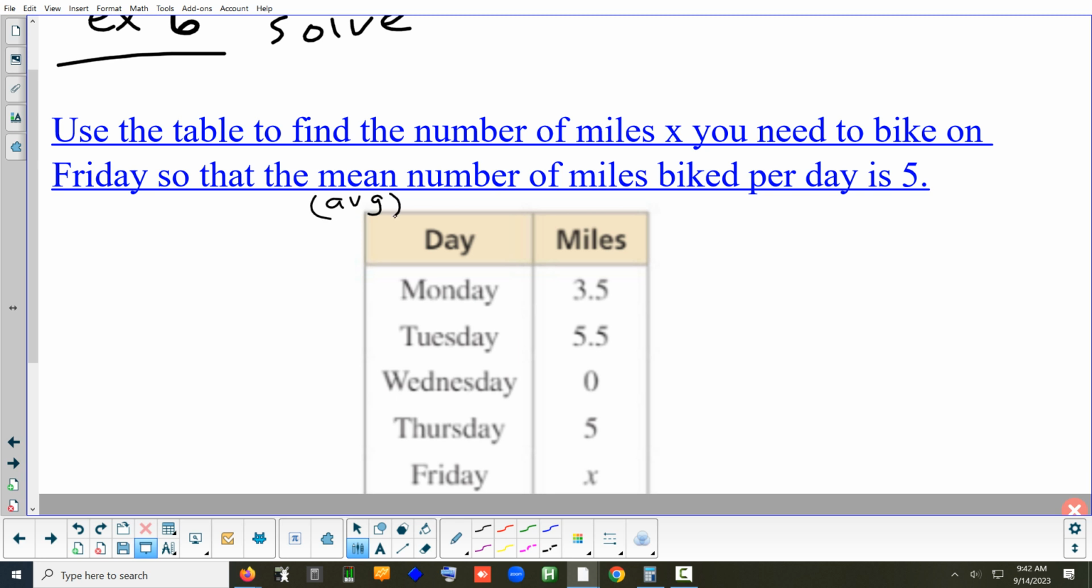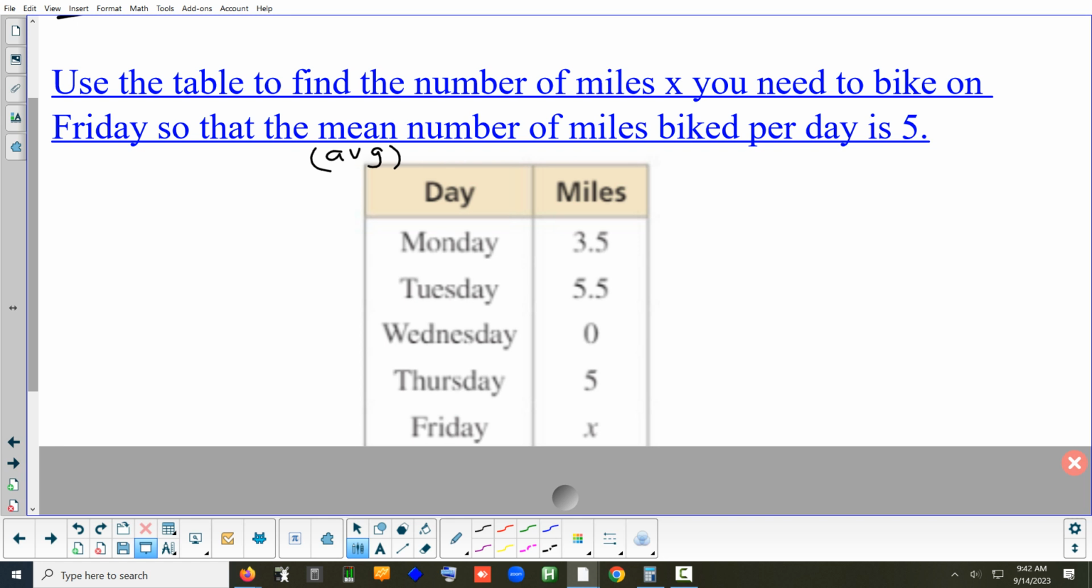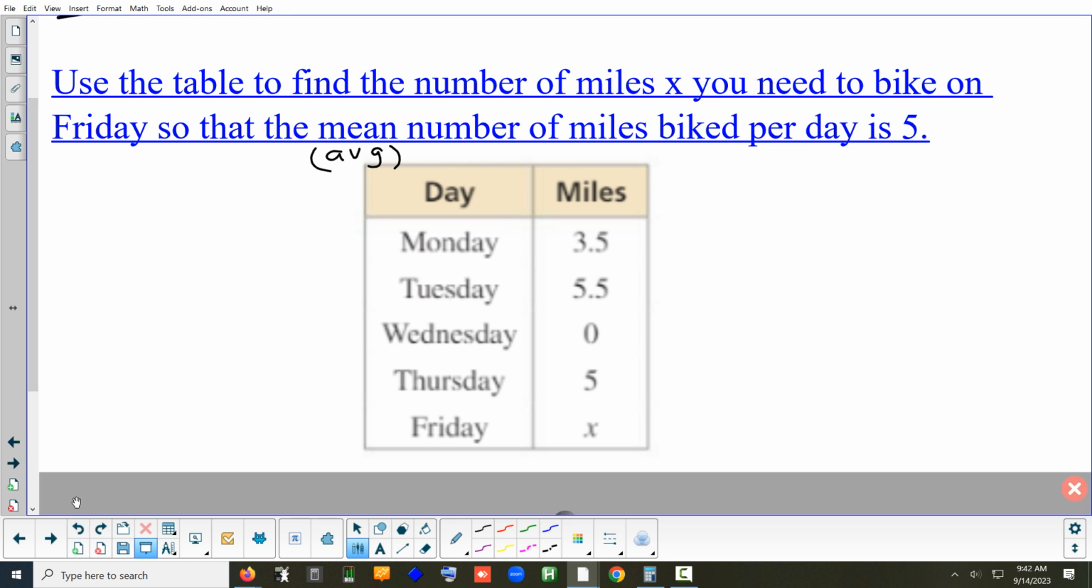Now, if you're going to find an average, does anybody remember how you do that? Let's say for 5 things. You got 5 tests, and you want to know your average. You add up all the numbers you have, and then divide by how many numbers you put in.